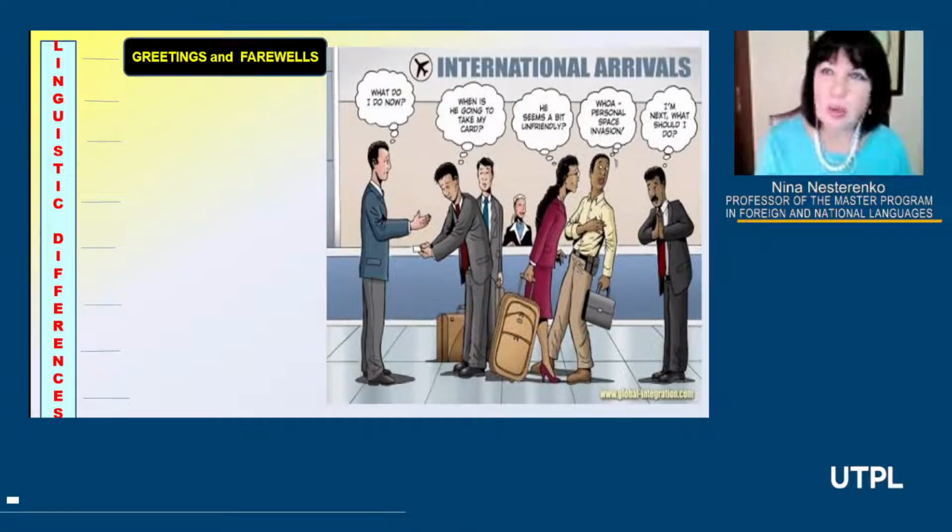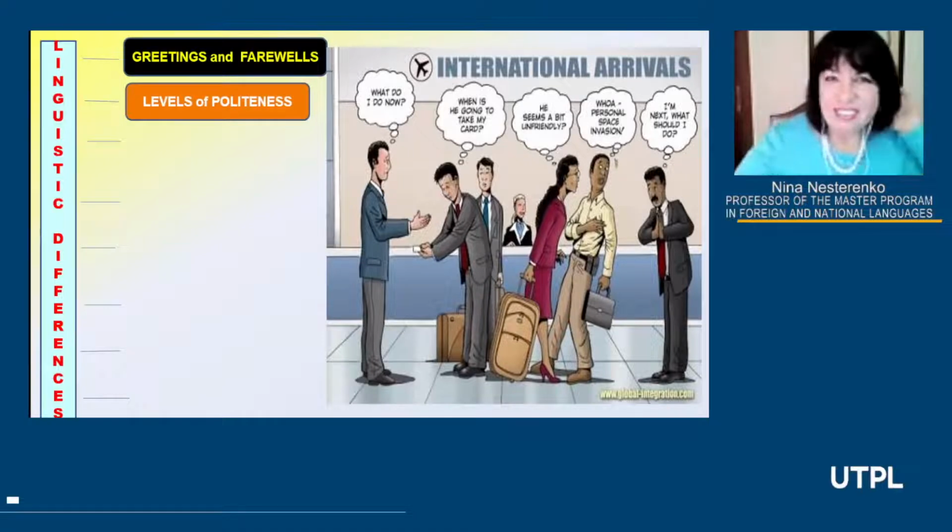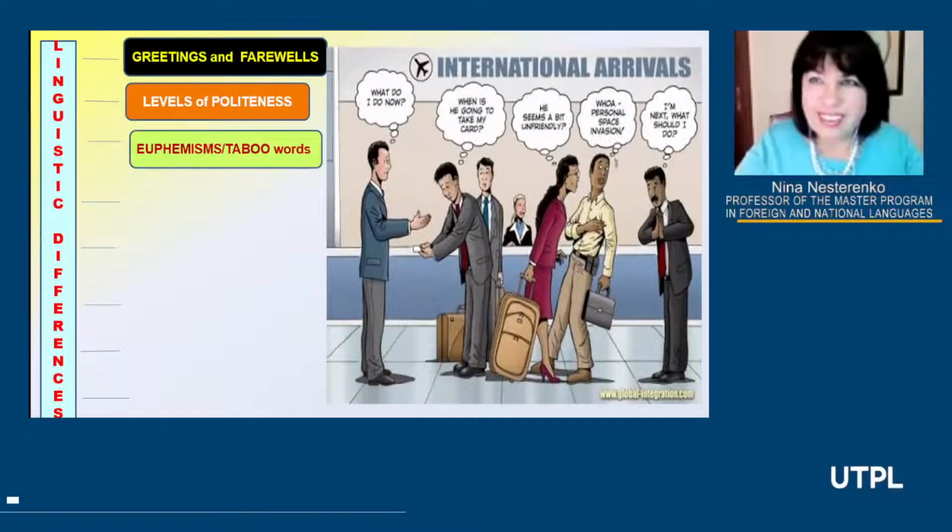Yeah, so how we greet people and how we say goodbye is also different. Politeness, we're going to talk about in a couple of seconds. Euphemisms are words or taboo words that we do not say directly. For example, a handicapped person or invalid: we don't say invalid or handicapped. We say person with special needs, or people who are not so young.